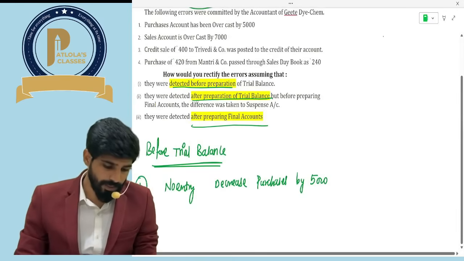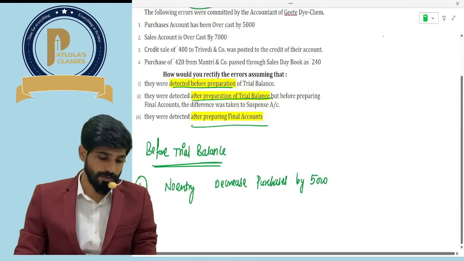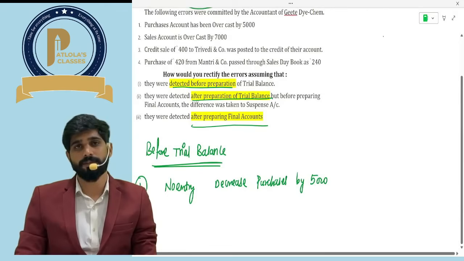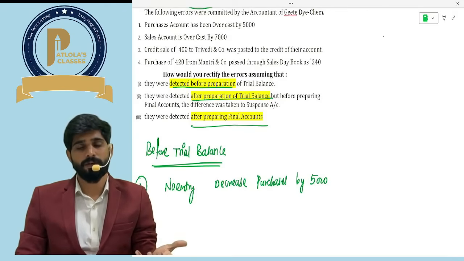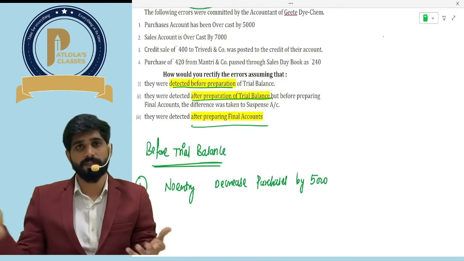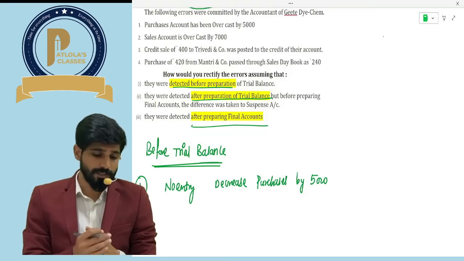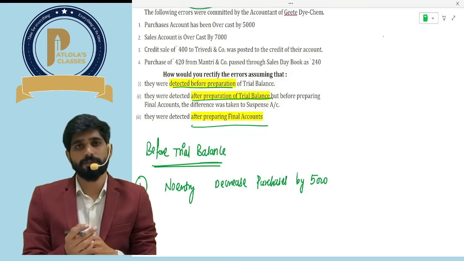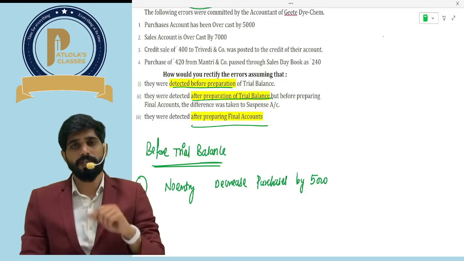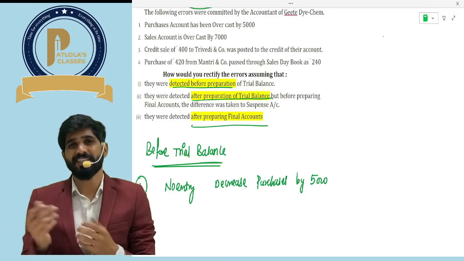Okay, come to the second one. Second one also looks similar. Sales account is overcast by 7,000. Sales is taken more. No impact on trial balance because we have not yet prepared trial balance. We are still before trial balance. So sales is taken more by 7,000. Now sales should be decreased. So sales have to be debited. There is no credit that we can write.